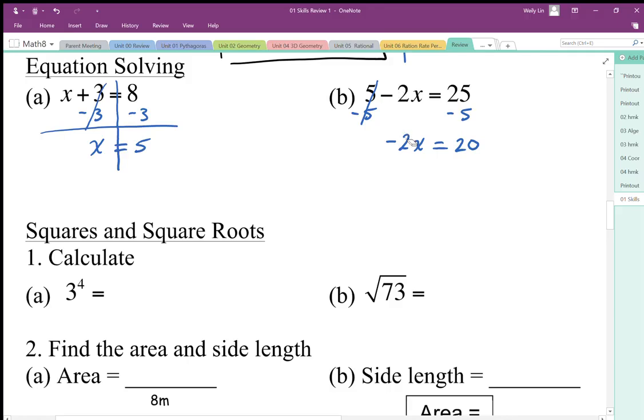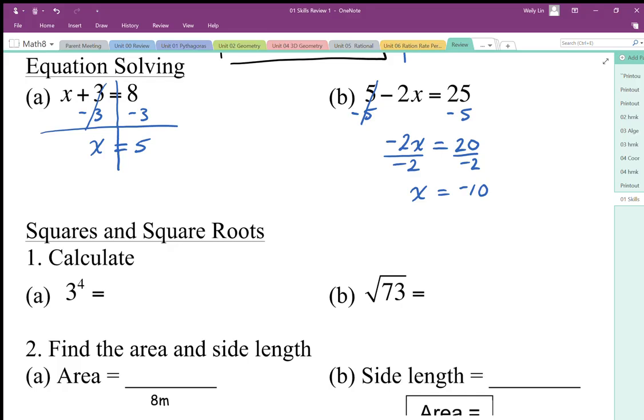Again, notice how I can track all my terms vertically. To get rid of a times by negative 2, I need to divide by negative 2. What I do to one side, I have to do exactly the same to the other. And I'm going to end up with x is equal to negative 10. Okay? So there is solving for equations. It involves balance and opposites.